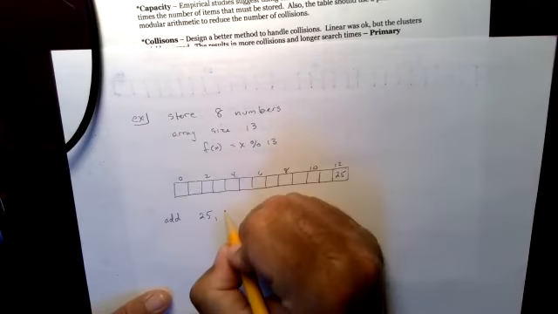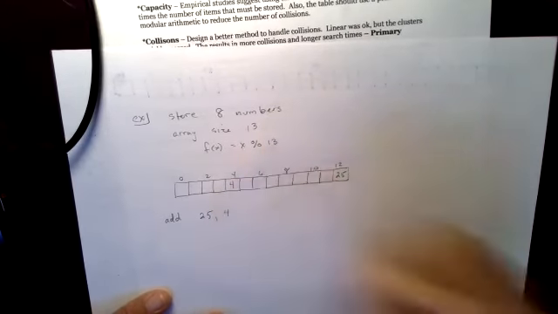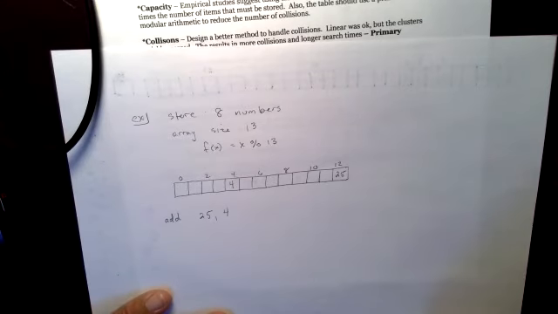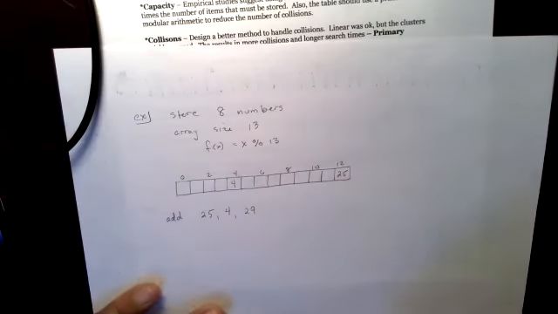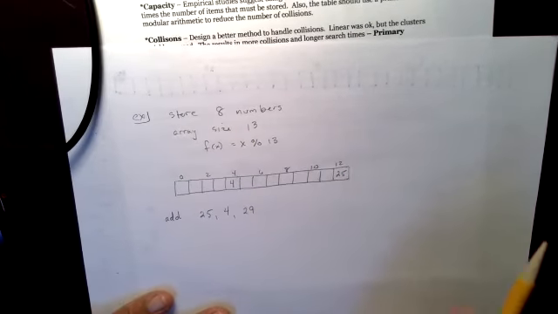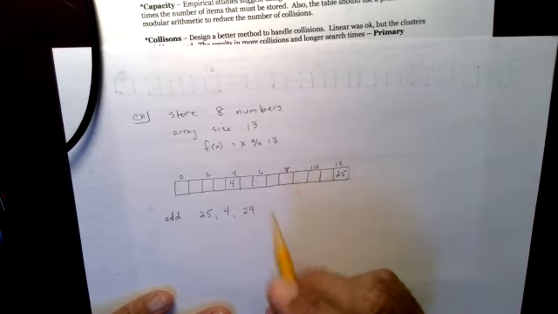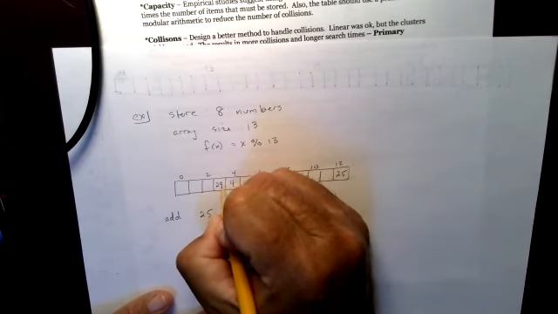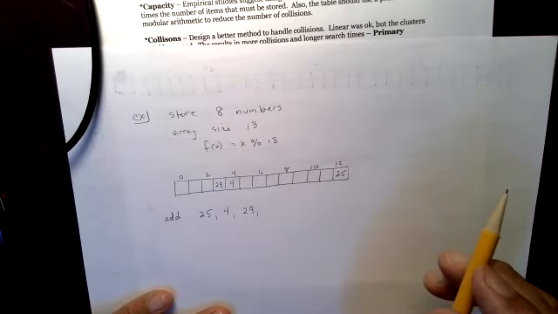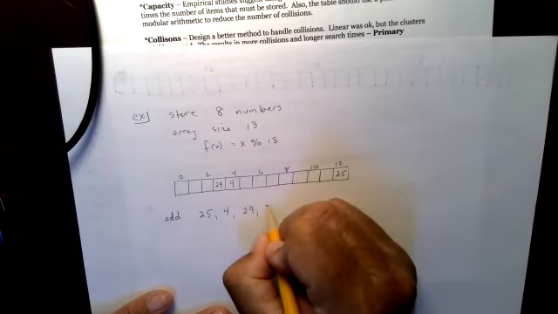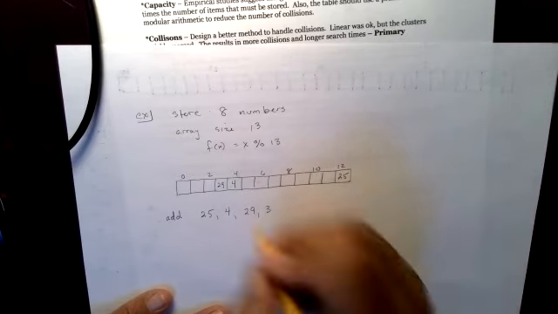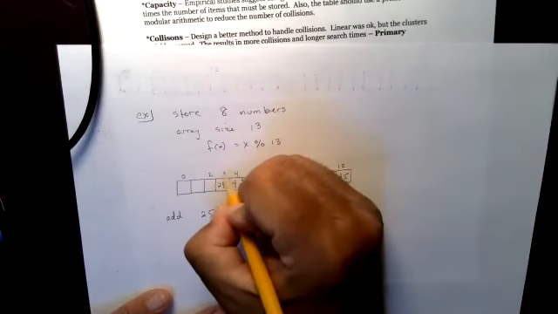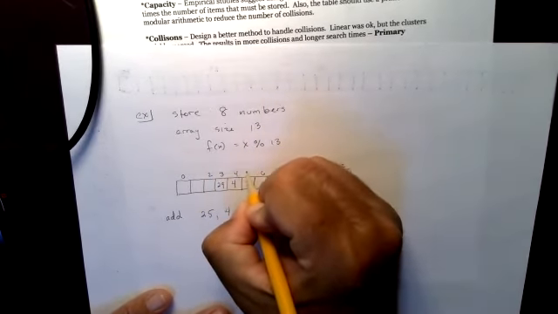4. That's easy. Thanks. Give me another number. 29. Where would 29 go? 3. Give me another number. 3. Where would 3 go? 5. Yep. The 3 is going to go in here because at location 3, I already have the 29.